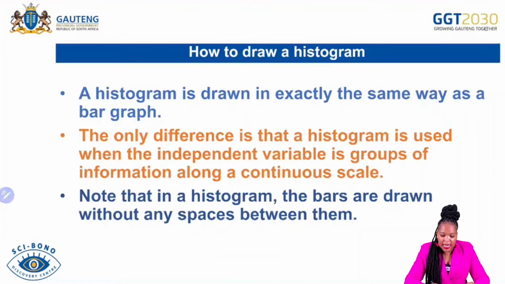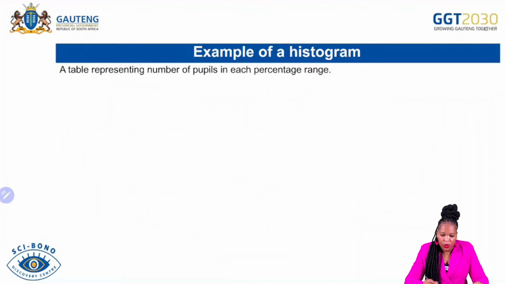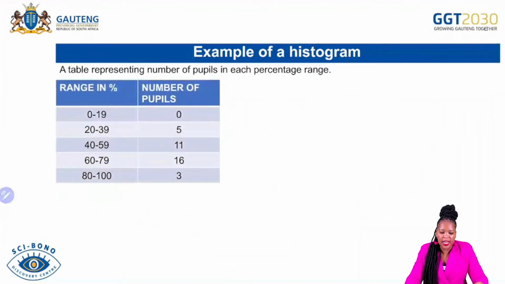Now, you must note that in a histogram, the bars are drawn without spaces between them. So that is what makes a histogram different from a bar graph. So let us take a look at an example. This is a table representing a number of pupils in each percentage range. Because it's a range, this is a continuous scale.